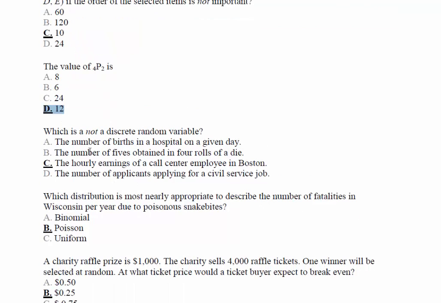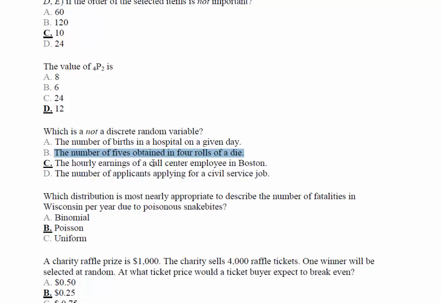This question asks which is not a discrete random variable. The number of births in the hospital on a given day is discrete, because you can only have maybe 200 babies per day in a given hospital, or maybe 5 babies. You cannot have 1.5 babies, right? So that is not the answer. The number of 5s obtained in 4 rolls of a die is also countable, so it is discrete. So it's not the correct answer.